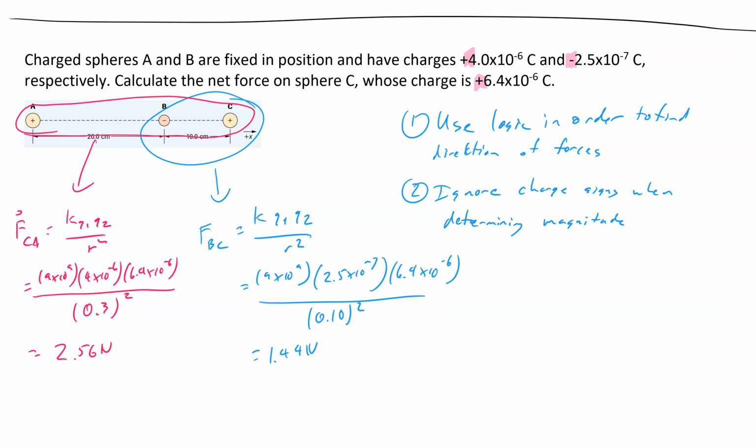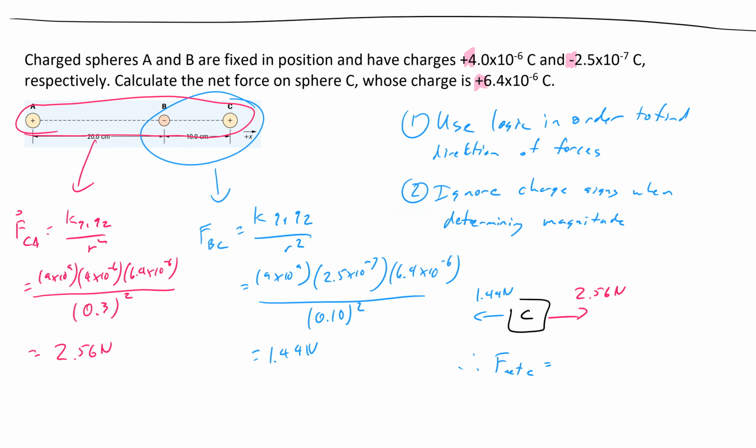Okay, so we're asking ourselves to figure out the net force on sphere C. So what is that going to look like? Well, I'll just draw a new free body diagram here for C. In this particular case, we know between C and A there's going to be a repulsion, which means I should be labeling this as being 2.56 newtons. We can see between C and B there's going to be attraction, so therefore this number is going to be 1.44 newtons.